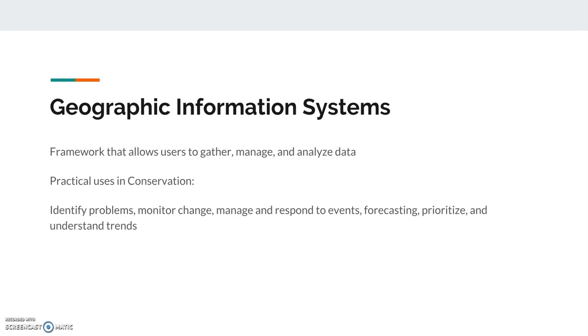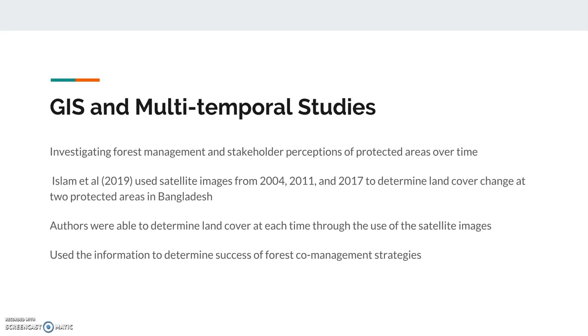There are lots of practical uses for GIS within conservation. It can be used to help identify problems, monitor change, and manage and respond to events. It can also be used to do things like forecast, prioritize, or understand trends that we see. I thought it would be useful to go over a few recent studies that use GIS in different ways, just to understand what GIS can do, especially in terms of conservation.